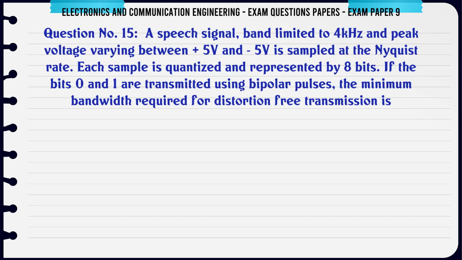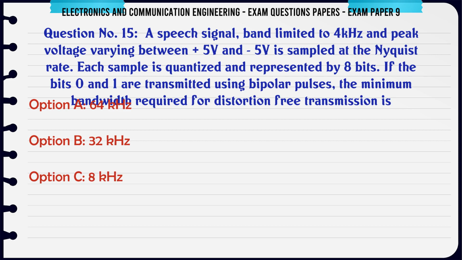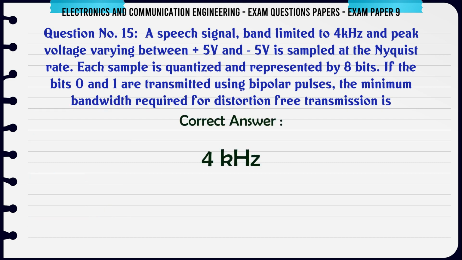A speech signal band limited to 4 kHz and peak voltage varying between +5 V and -5 V is sampled at the Nyquist rate. Each sample is quantized and represented by 8 bits. If the bits 0 and 1 are transmitted using bipolar pulses, the minimum bandwidth required for distortion-free transmission is A) 64 kHz, B) 32 kHz, C) 8 kHz, D) 4 kHz. The correct answer is 4 kHz.